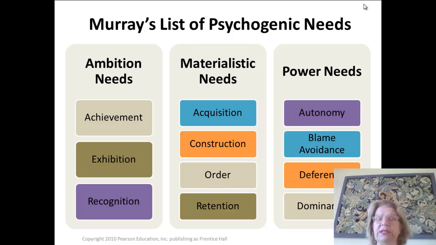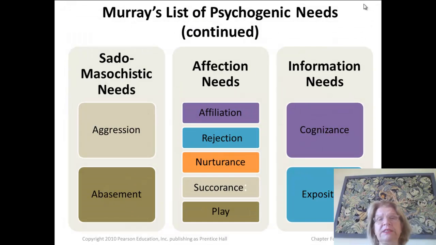Then come the power needs, and in these slides they're divided into two. First of all are the power needs: autonomy, blame avoidance, deference, and dominance. By autonomy is meant independence and resistance. Blame avoidance, following the rules and avoiding blame. Deference, obeying and cooperating with others. Dominance, controlling others. And the list continues.